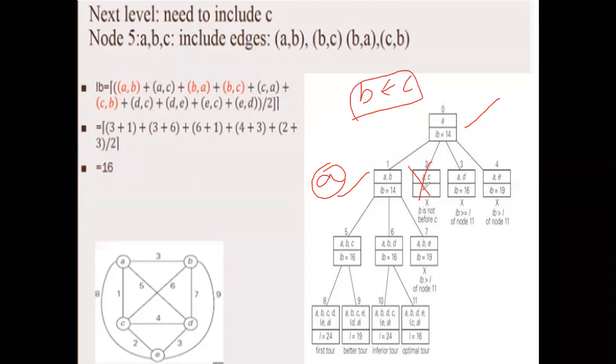That's all. So out of the remaining 14, 16 and 19, identify the one which is minimum, because it is a minimization problem. We need to identify a minimum value. Out of this, the minimum value is 14. So branch here, correct? This is a bound value. This is how branch and bound will work.